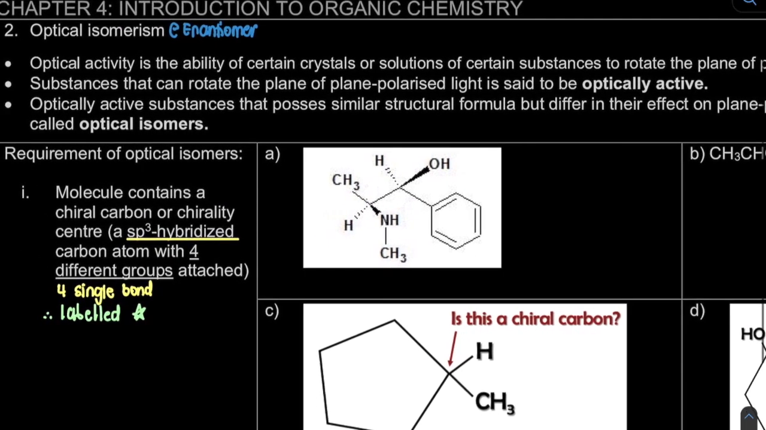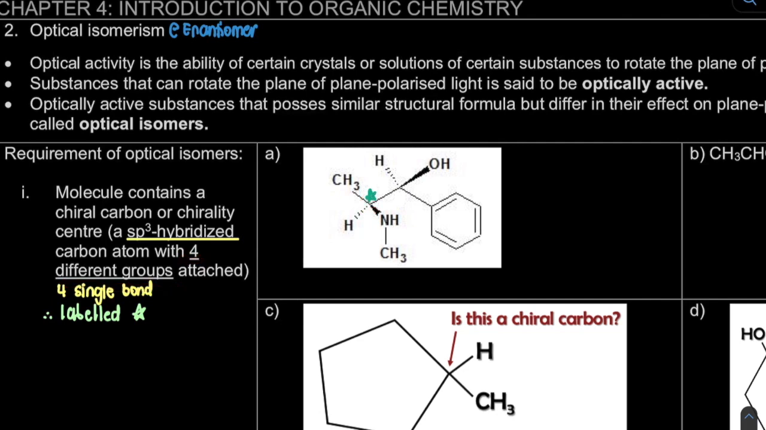So first we're going to check each of the carbons themselves. This carbon is attached to 3 hydrogens, right? So is it a chiral carbon? No, because remember it must have 4 different groups attached. So this is not a chiral carbon. For this carbon, it is attached to CH3, hydrogen, nitrogen, and then all of this group. So this carbon is attached to 4 different groups. So here is our chiral carbon. So we have to label the star.